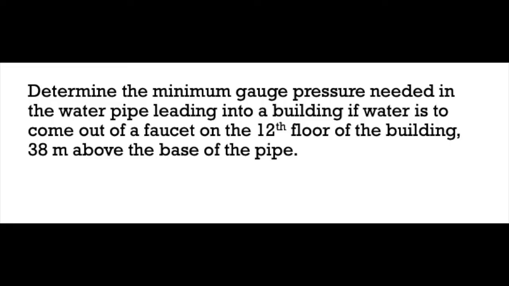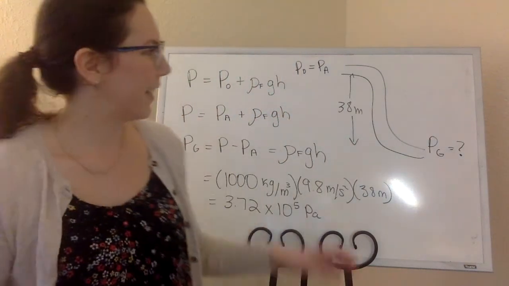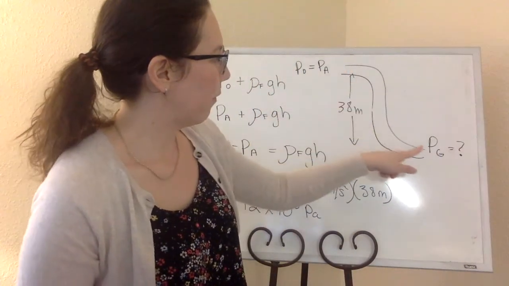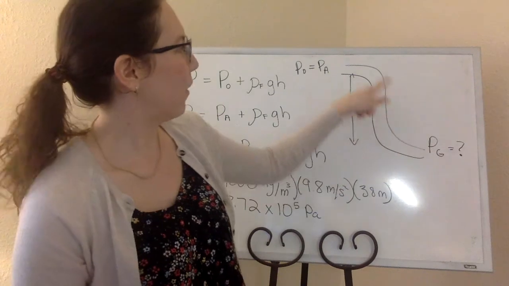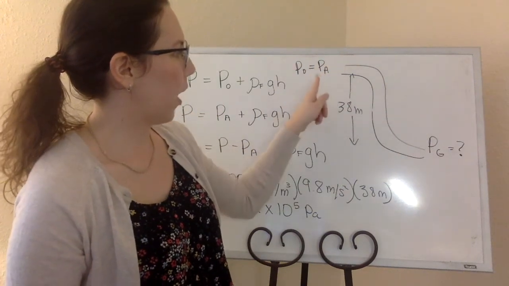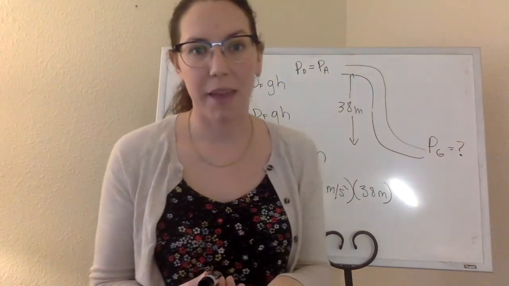Determine the minimum gauge pressure needed in the water pipe leading into a building if water is to come out of a faucet on the 12th floor of a building, 38 meters above the base of the pipe. All right, so it looks something like this. This is the pipe. We want to find the gauge pressure here that allows the water to flow out at the top of the building, 38 meters above that point.